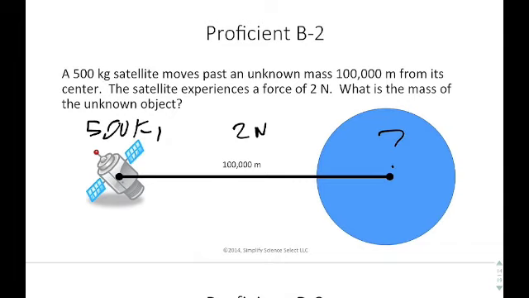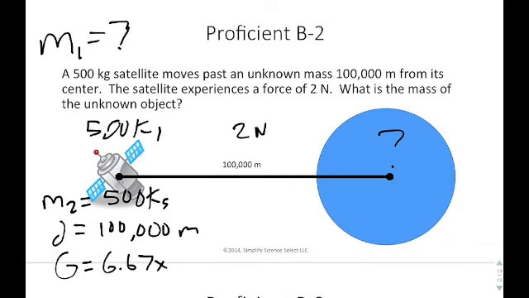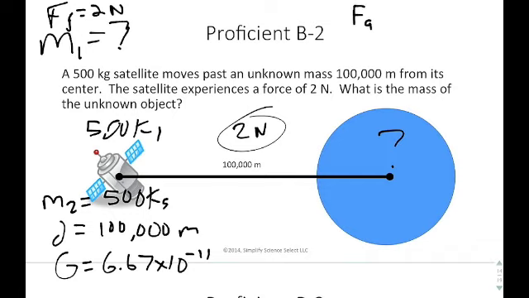So now let's take a look at this. We know that we are looking for the mass of the unknown object. I'll say it's mass 1. We'll say that we know mass 2 is 500. We know the distance between them is 100,000. And we know the G is always 6.67 times 10 to the minus 11th. The difference between this and the previous question is you actually know F also. Fg is 2 newtons.